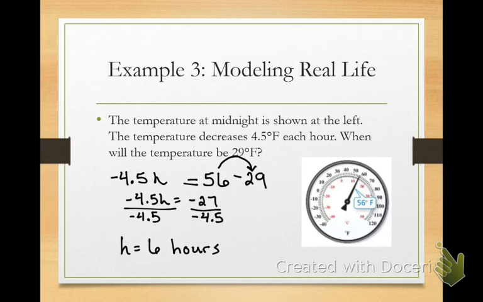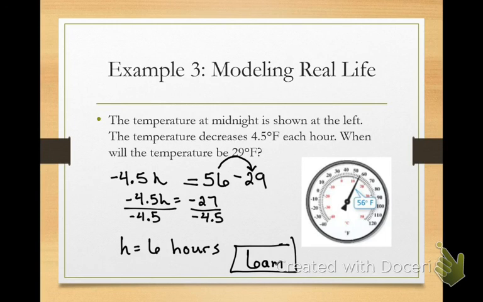All right, Kylie, what'd you come up with? Wouldn't it be 12 plus 6, so it'd be 6 a.m.? It is 6 a.m. She said midnight is 12 o'clock. When I add 6 hours, it's 6 a.m. Did you guys get that? 6 a.m.